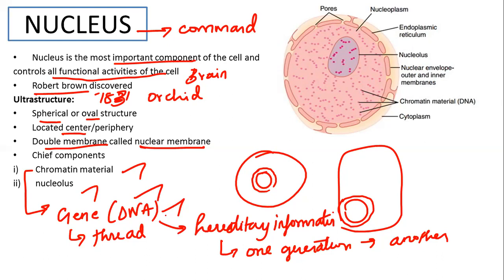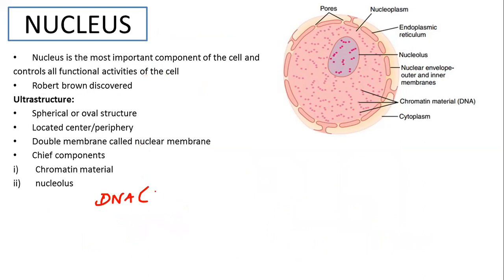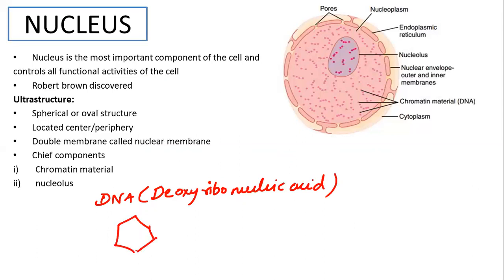DNA. So when we talk about DNA, let's talk about DNA clearly. The full form of DNA is deoxyribonucleic acid. This DNA is made up of a pentose sugar, as well as nitrogenous bases, and it has one phosphate group.